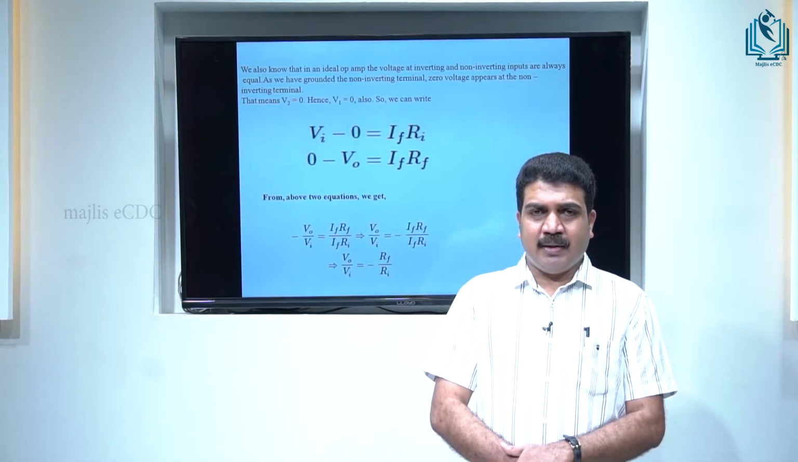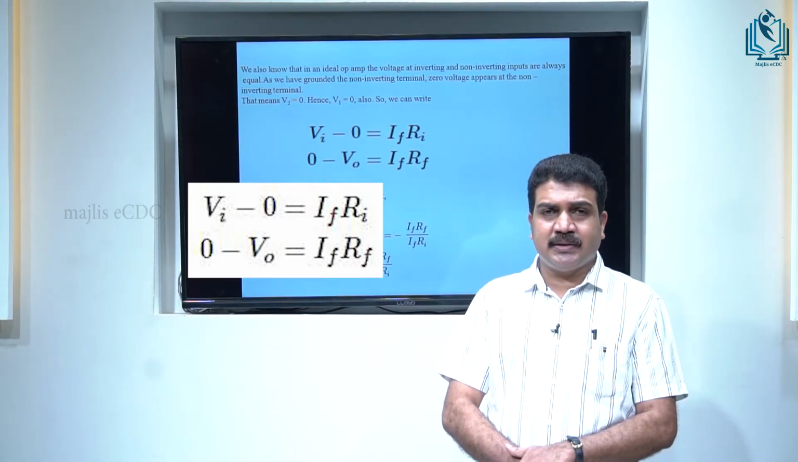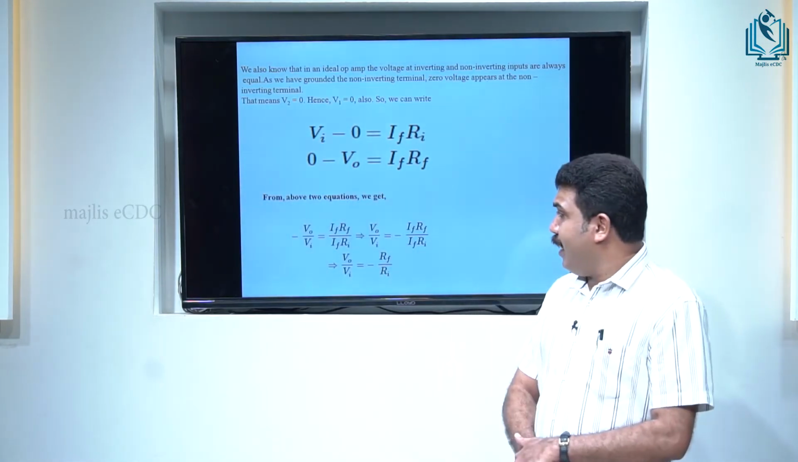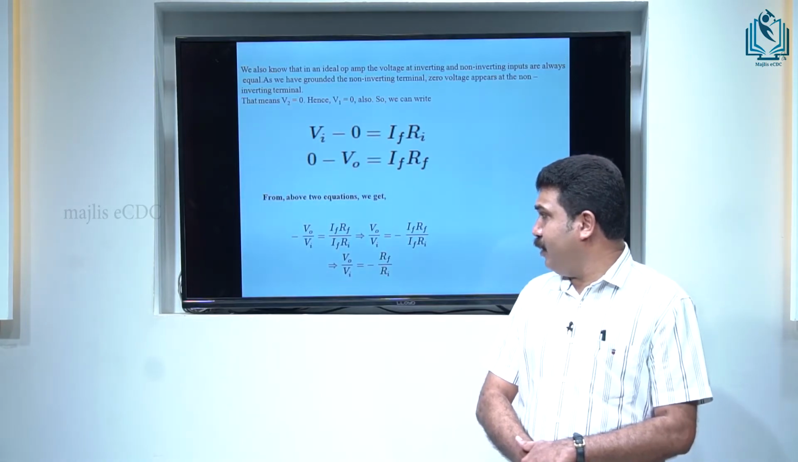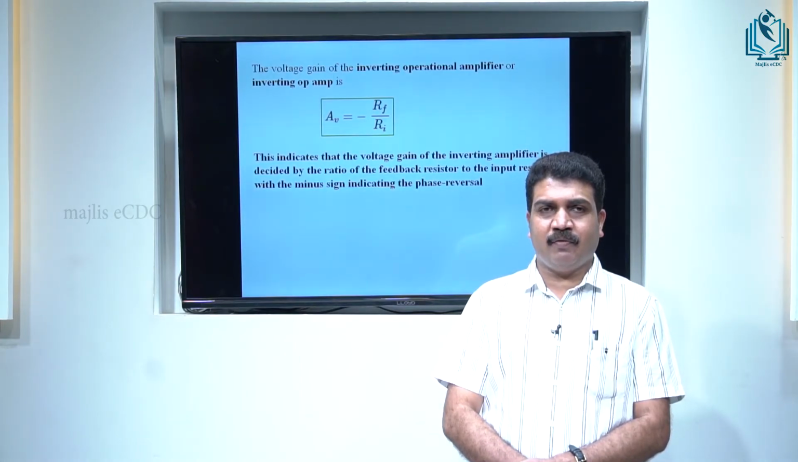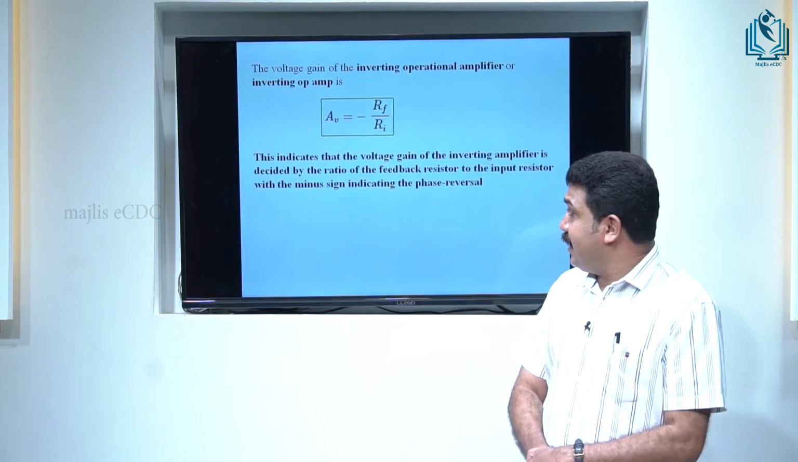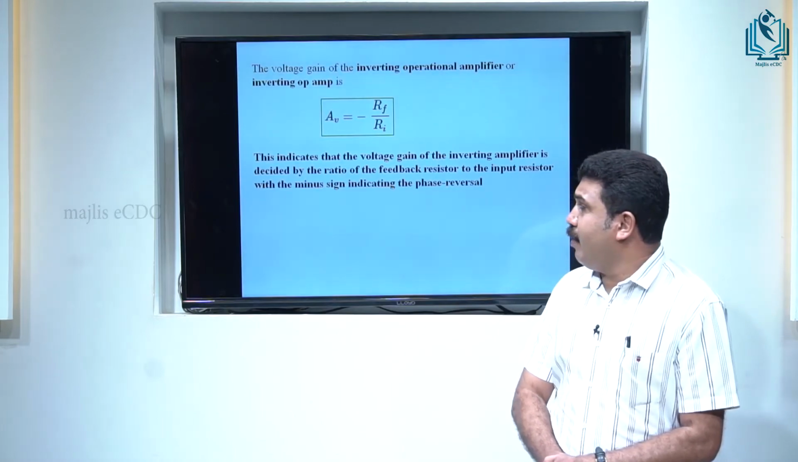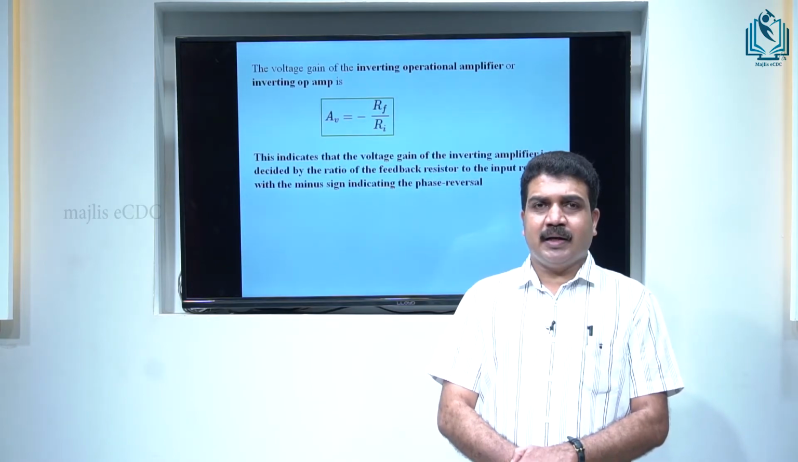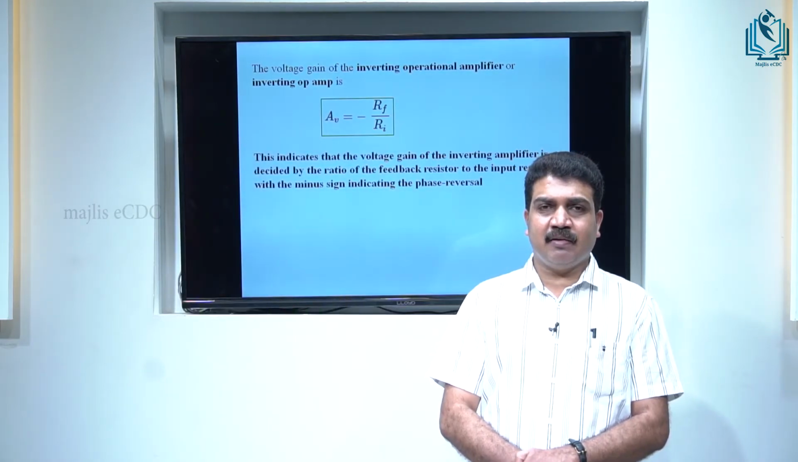Then the above equations become Vi minus 0 is equal to If Ri, and 0 minus Vo is equal to If Rf. From the above two equations we can get minus Vo by Vi is equal to If Rf divided by If Ri. So the voltage gain of the inverting operational amplifier is given by AV is equal to minus Rf by Ri. This indicates that the voltage gain of the inverting amplifier is decided by the feedback resistance and input resistance, that is AV is equal to minus Rf by Ri. The negative sign indicates the phase reversal.